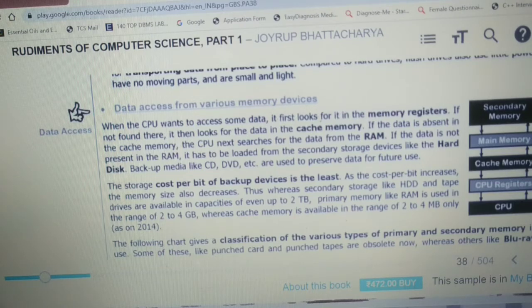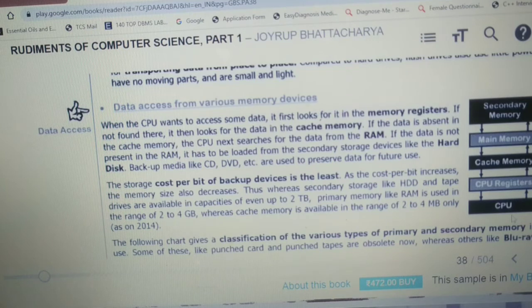Then backup media like CD, DVD, etc. are used to preserve this data. So there is a classification. Whenever any memory is required, the CPU will ask from the main memory. If it is not available in the main memory, then it will go to the cache memory. If it is not there in the cache memory, then it will search in the RAM.